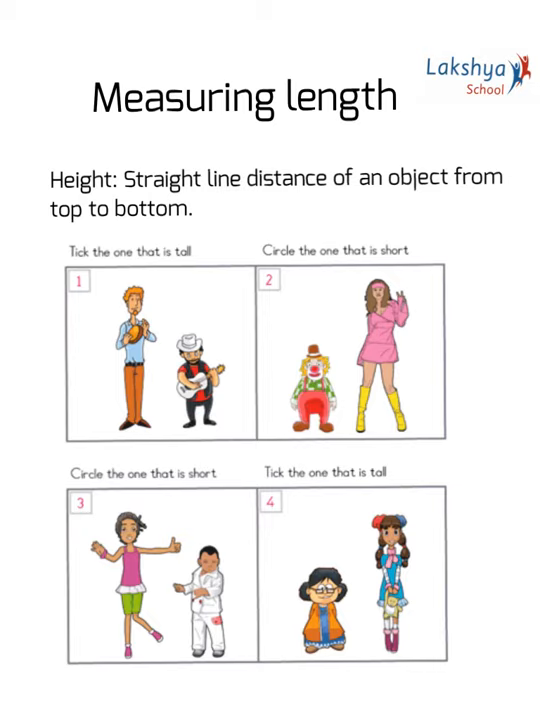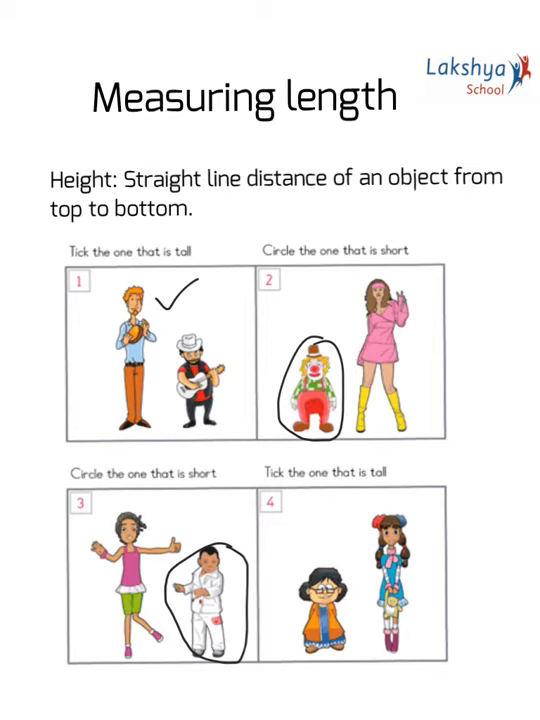1. Tick the one that is tall. I see that the person in blue shirt is tall. I put a tick mark over here. 2. Circle the one that is short. The clown over here is short. 3. Circle the one that is short. The boy in white and white is short compared to the girl.